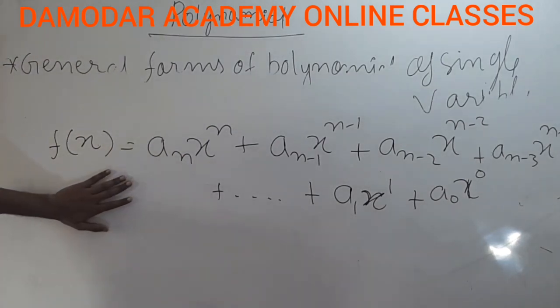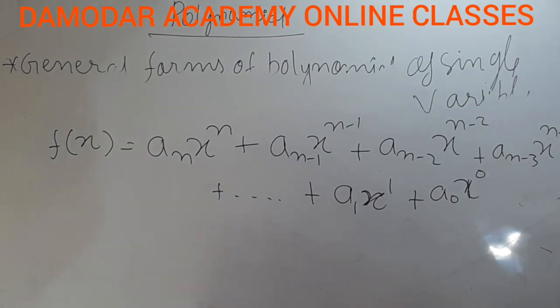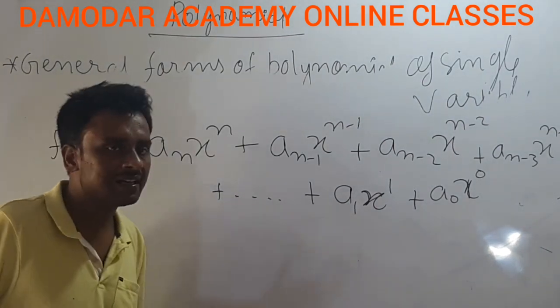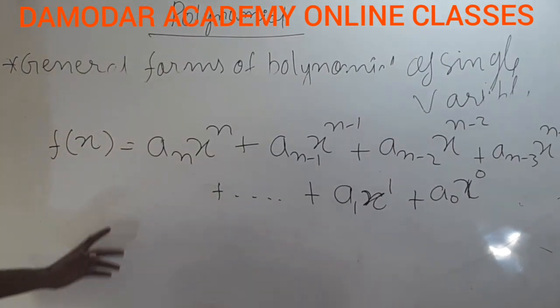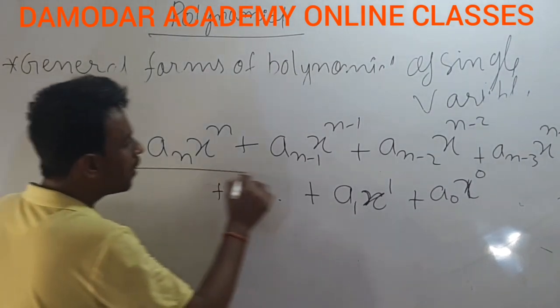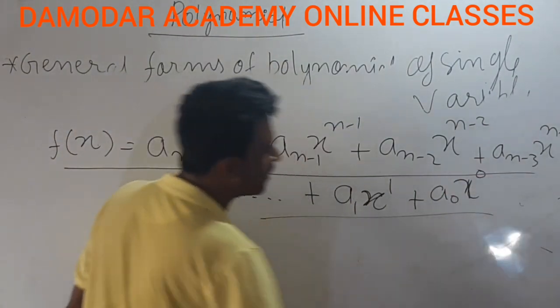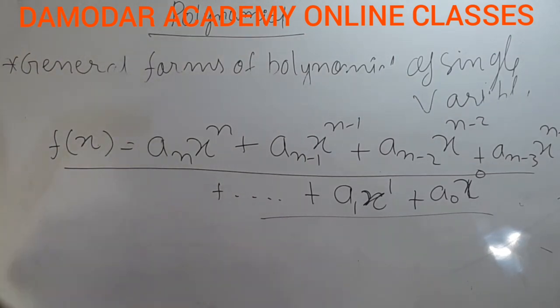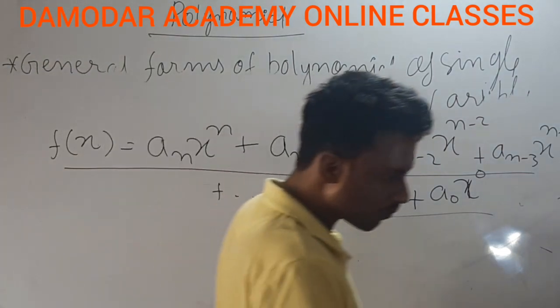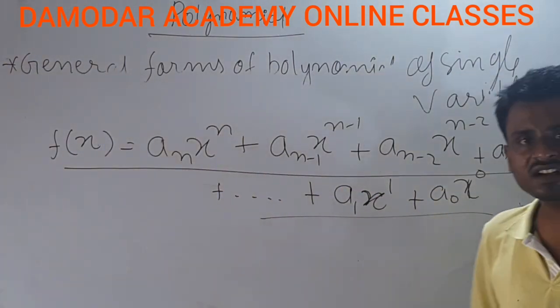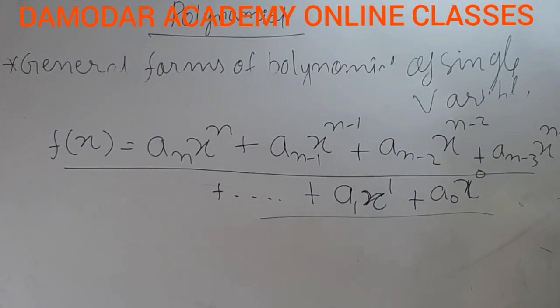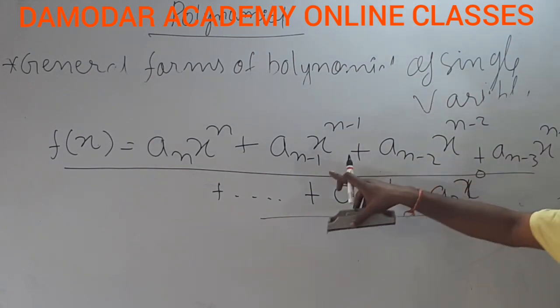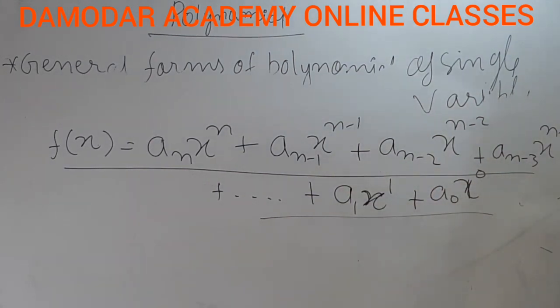So if we want to check whether this algebraic expression is a polynomial or not, we have to compare all the polynomials with this general form. If they satisfy this general form, then we can say that this is a polynomial. Okay? Have you any doubt till now? Write it. Okay? This is the general form of the polynomial of a single variable.